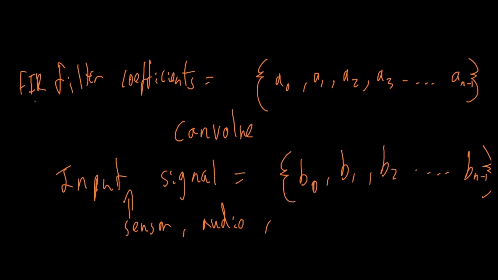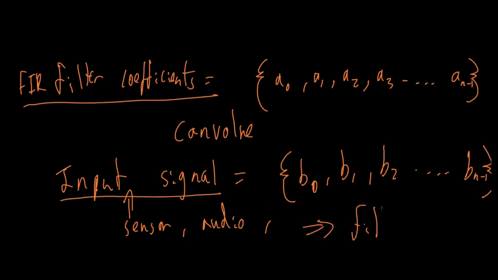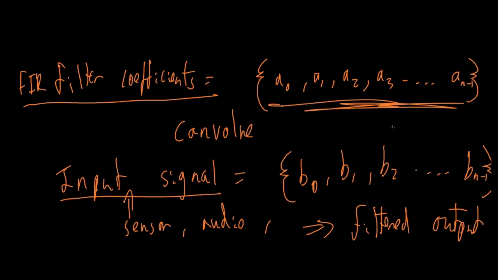By convolving your FIR filter coefficients with the input signal, you get a filtered output. And that's simply how an FIR filter operates. You find your coefficients, which we've discussed over the last few lectures, by finding your impulse response, then windowing it, and then sampling it to get your FIR filter coefficients. Then we convolve this with an input signal, and the output is a filtered output.